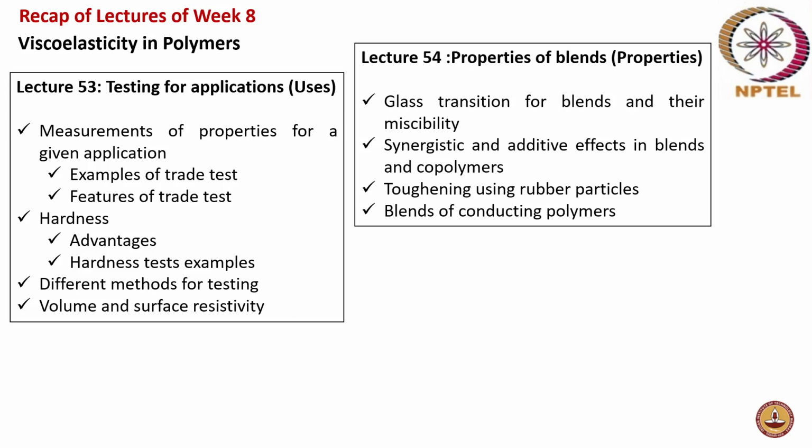And then lecture 54, the properties of blends, was discussed. Now, how the glass transition may vary for blends, and how it differs with the miscibility of the blend. For example, a pure polymer may have a different glass transition temperature, whereas a miscible blend of two different polymers will have a different glass transition temperature, where the segmental mobility becomes possible. That demarcating temperature will be different. And this also depends on the miscibility of the polymers.